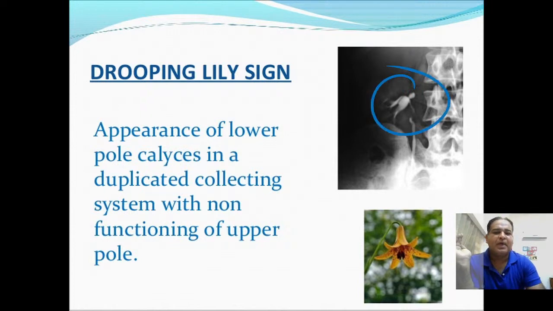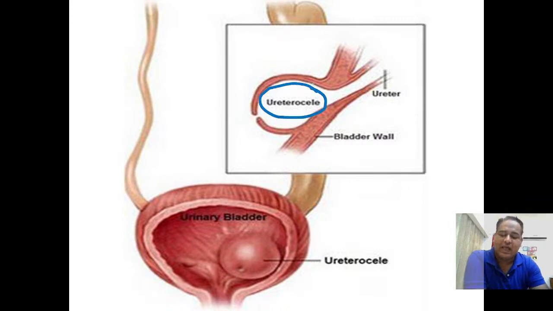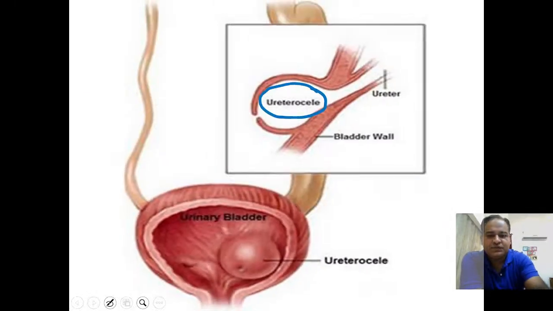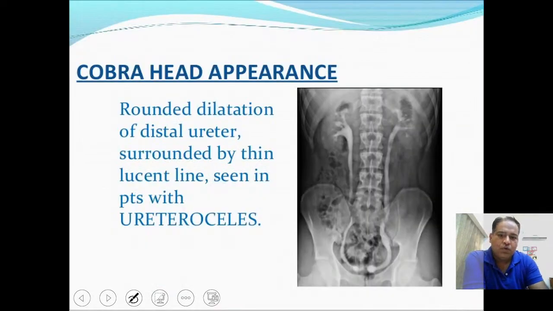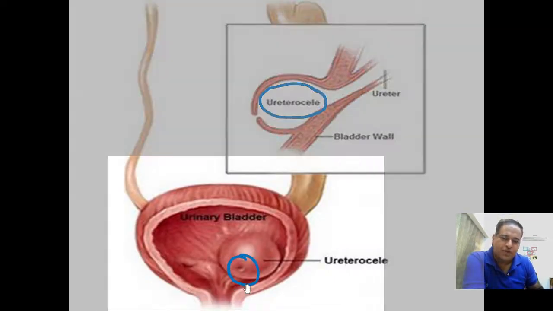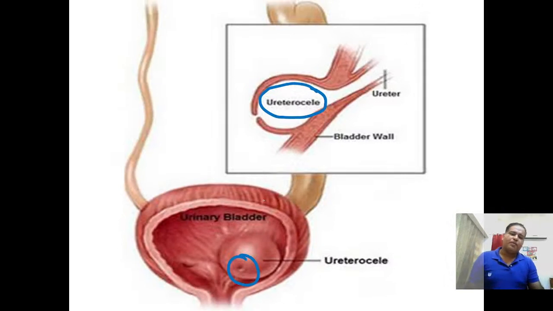Drooping lily appearance: if the upper pole stops functioning, that will give rise to the drooping lily appearance. Now, ureterocele: there will be dilatation at the lower end of the ureter, as you can see over here. One thing I want you to take note of is the opening of the ureter. Can you see how small the opening of the ureter is?